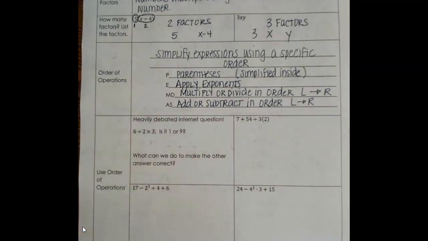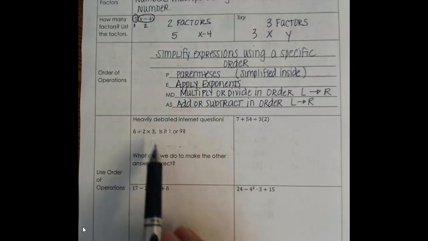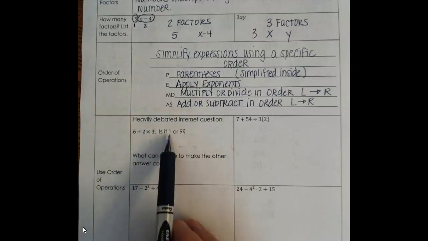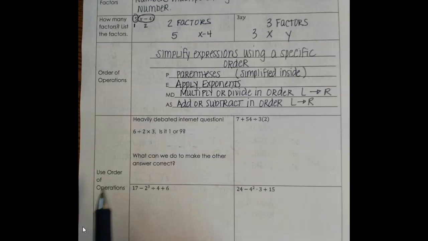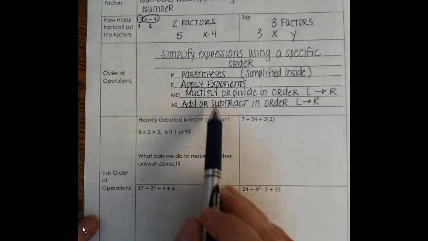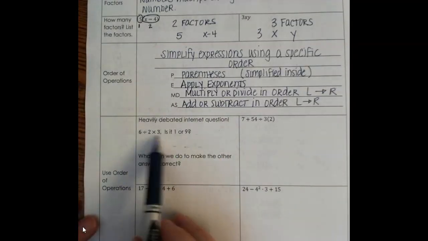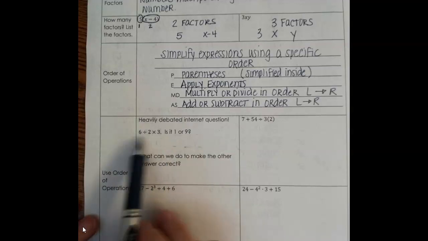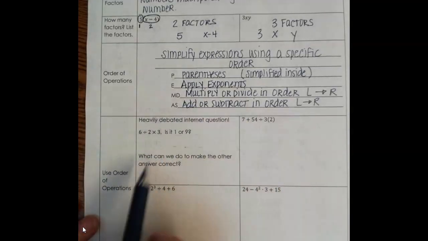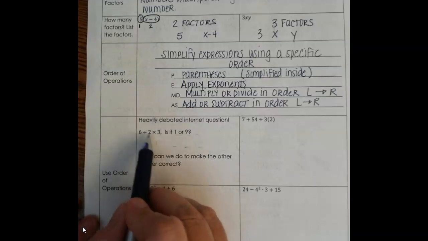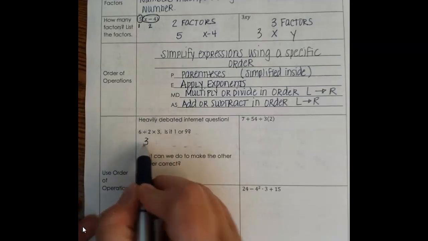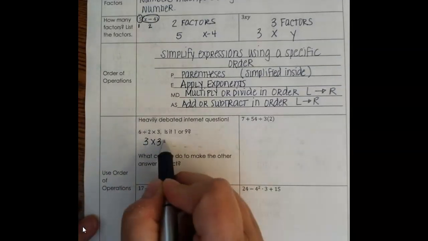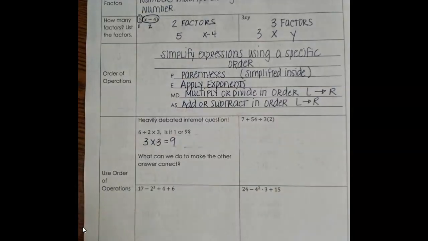This question was a hotly debated topic on the internet for a while. If we follow order of operations, there kept being 2 major answers, 1 or 9. So if we follow just straight what it says, there are no parentheses, there are no exponents, so then we'll multiply or divide in order. So that'd be 6 divided by 2, which is 3, times 3 equals 9.